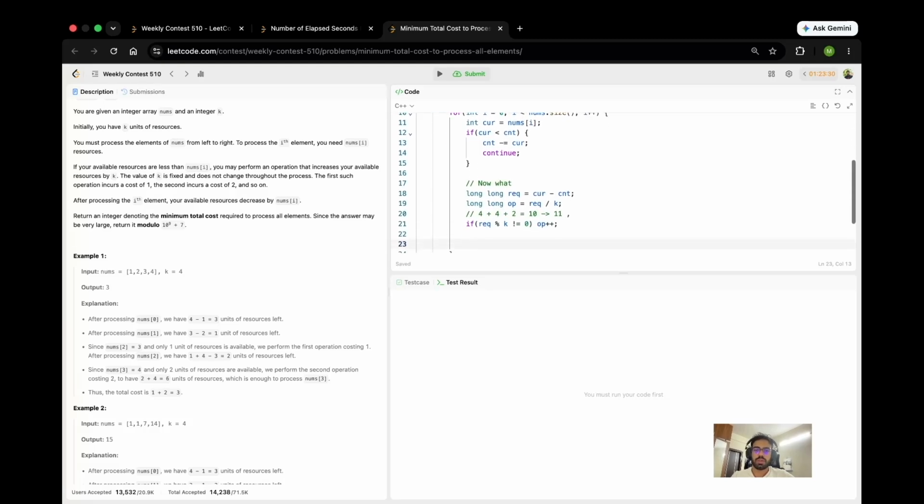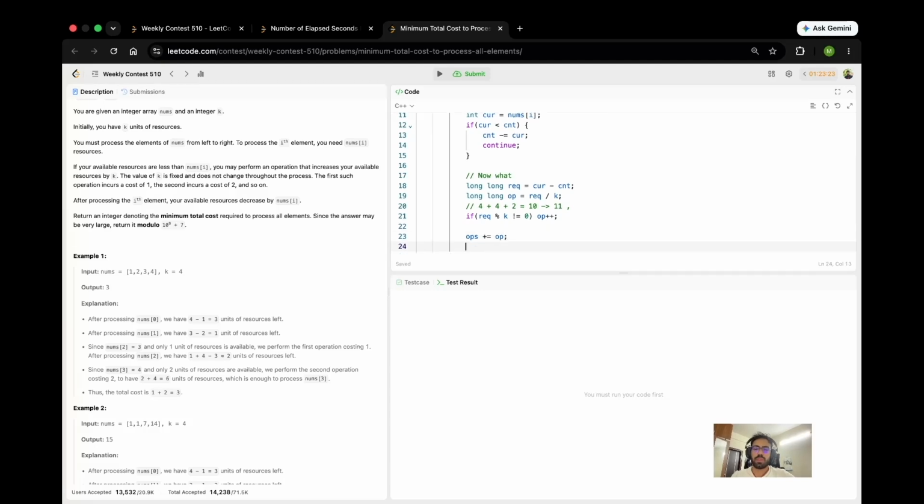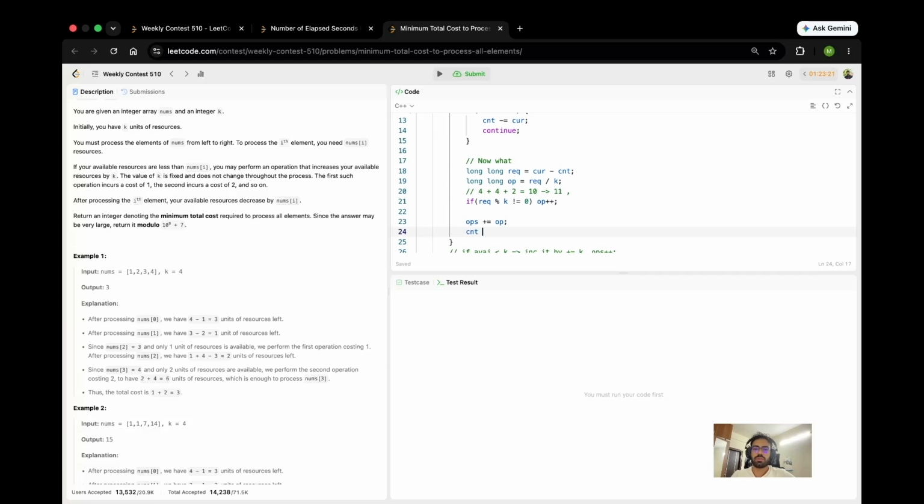So what we are doing, right? Operations plus equals operation. And what is my new count value? Number of operations multiply by what? No, sorry. Number of operations is what I did. Operations multiply by k minus current element.